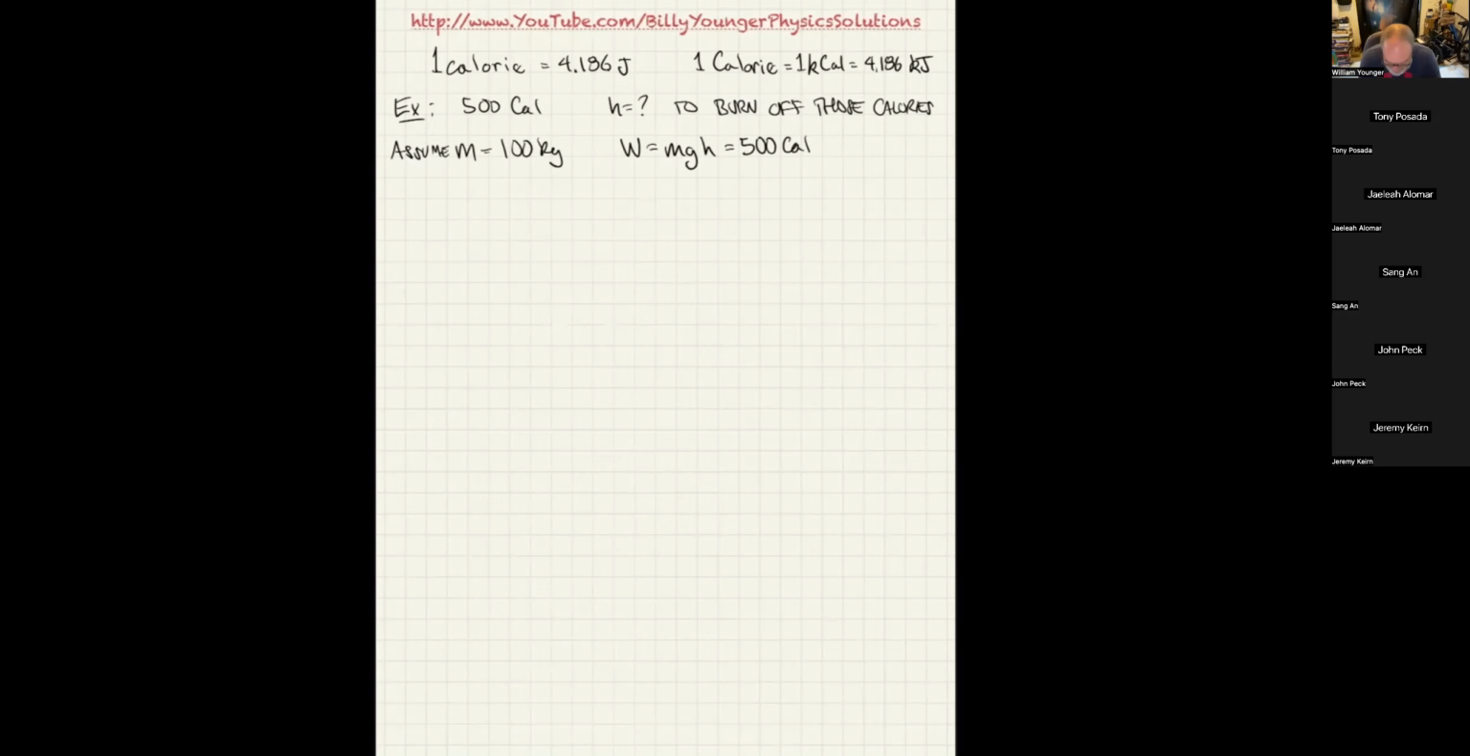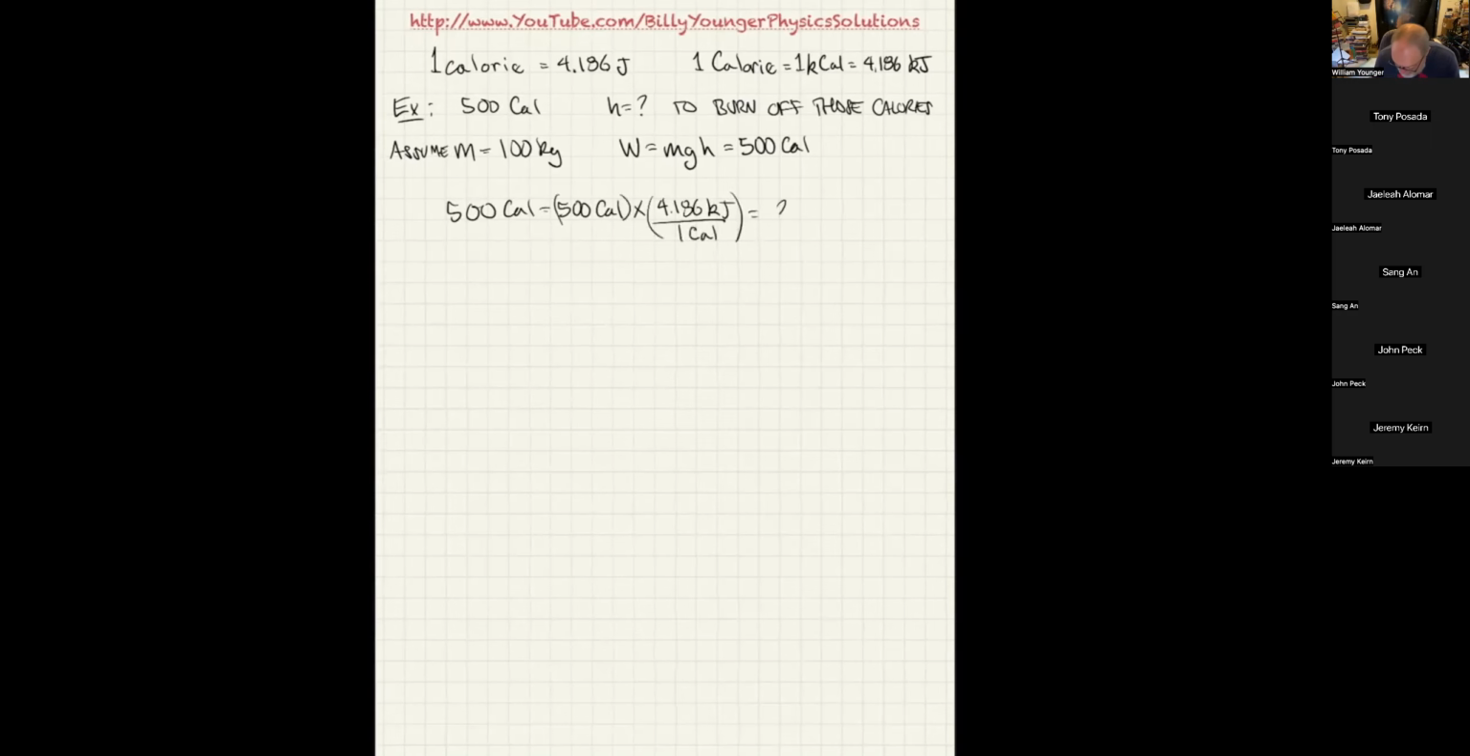So what I'm going to do is say 500 Cal is equal to 500 Cal times 4.186 kilojoules per 1 capital C, lowercase a, lowercase l. Okay. So when I do that, I get 500 times 4.186. That gives me 2,093 kilojoules.